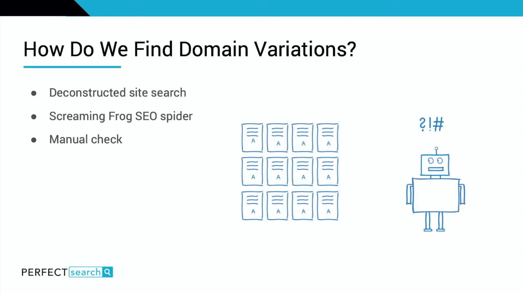So how do you find domain variations? There's a few different ways. You can perform a deconstructed site search. You can use Screaming Frog, the SEO spider, or you can do a manual check, manually typing in different variations of your domain to see if they are live.